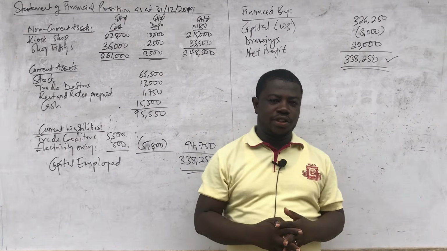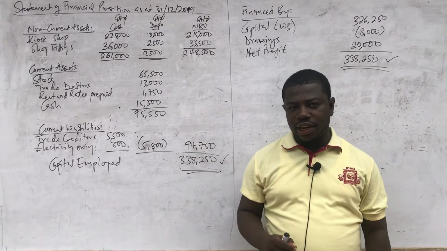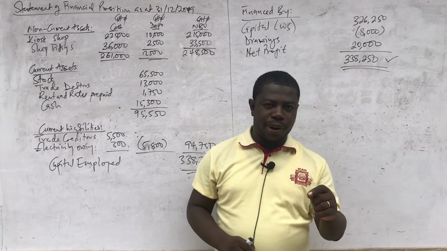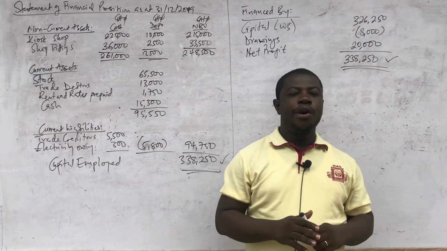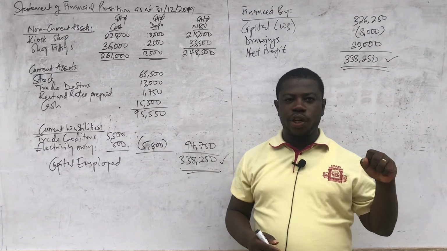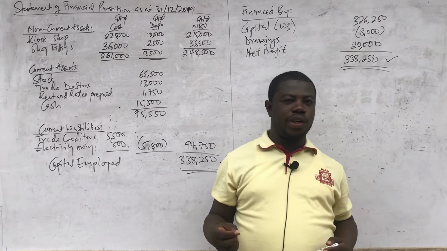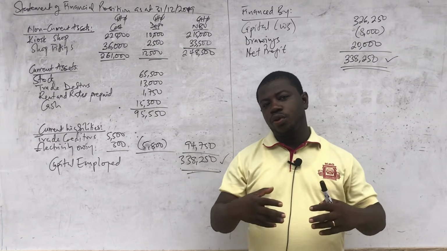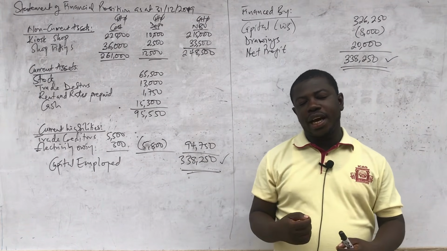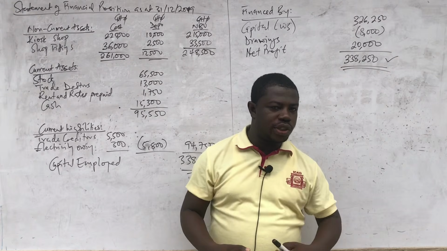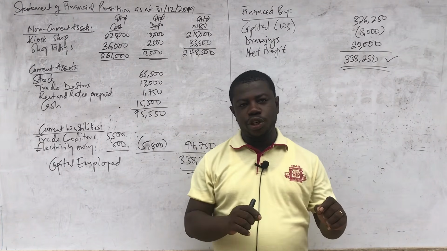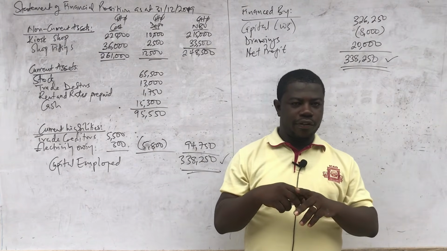Okay, this brings us to the end of part 3 of this single entry and incomplete records session. But we are not done. In our next video, there will be a part 4. In part 4, we are going to look at incomplete records and missing figures, where there's cash stolen and you are asked to calculate the amount of cash stolen, or there are goods destroyed by fire, or there is theft, and you are asked to calculate the quantity or the value of the goods that was stolen or destroyed by fire.